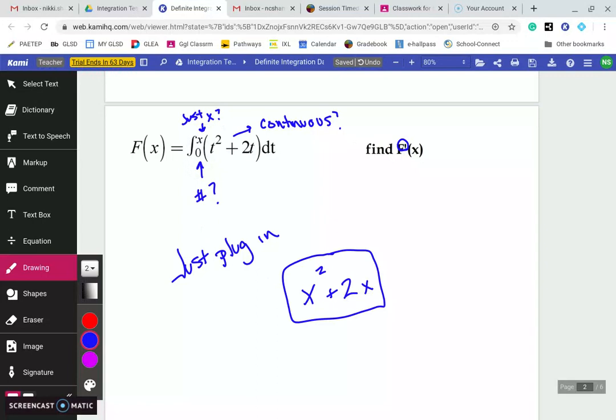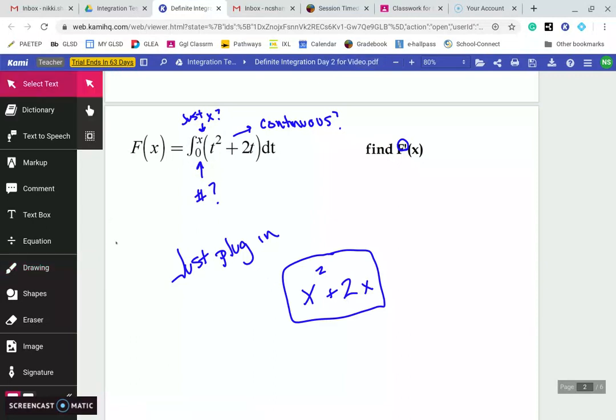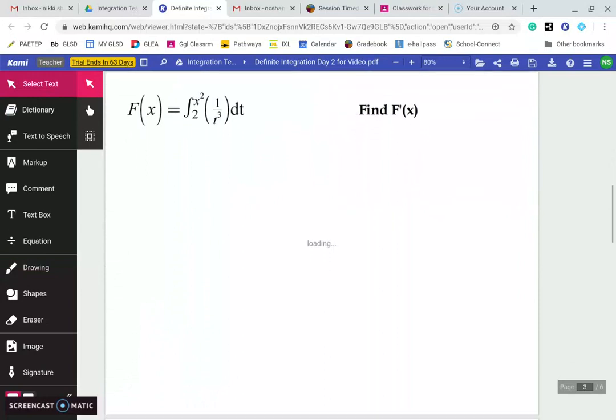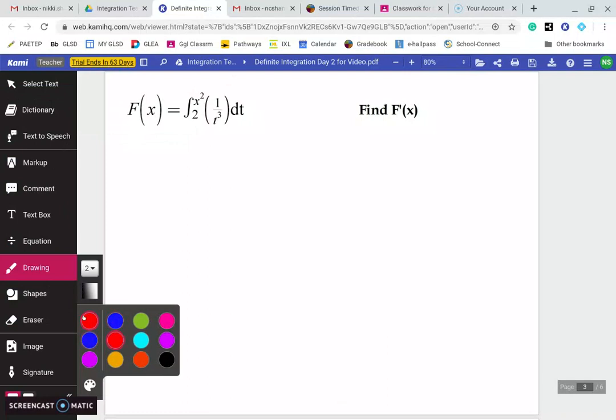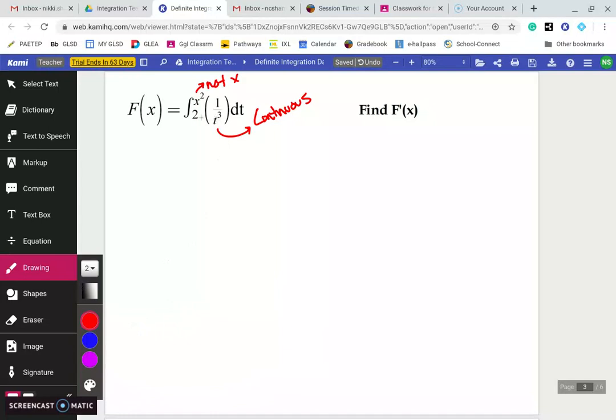Okay? So the question then becomes, well, what happens if this number up here is not just x? This is not x. Okay, but this is still going to be continuous. Now, I know there is a vertical asymptote at t equals 0. However, that 0 is not included here. From 2 to x squared, that's going to be all greater than 0. So we're still good. It's still continuous. And this is still just a number.